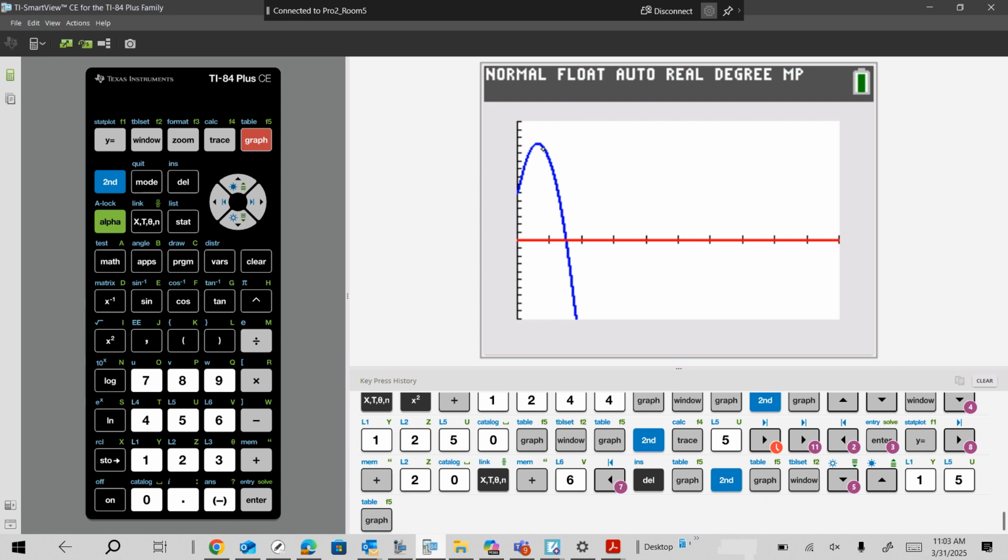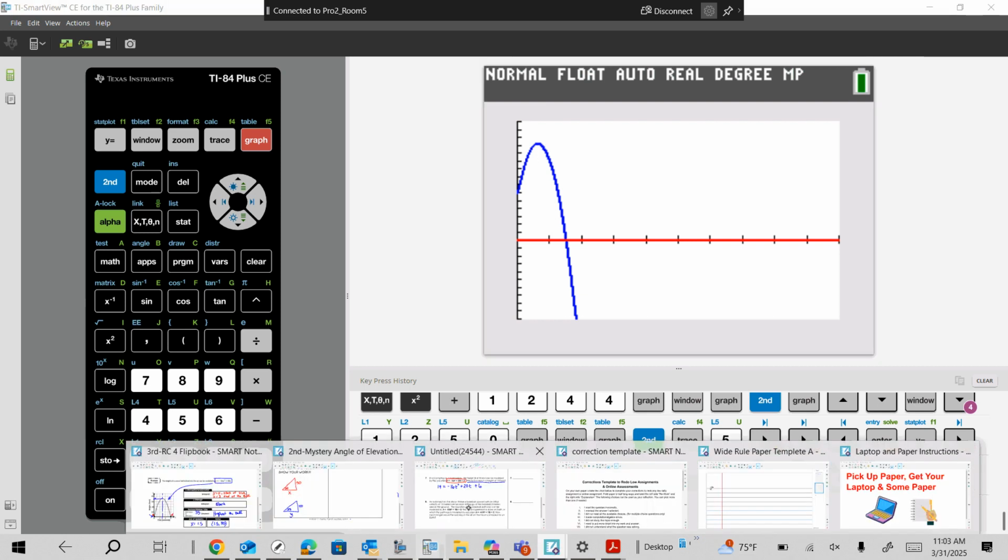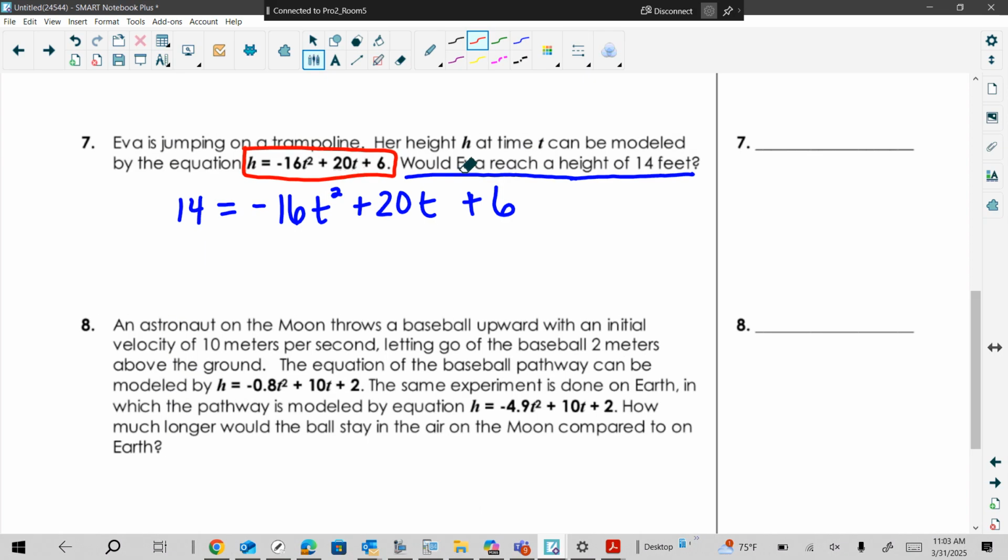So the question was, we just saw what the max was. It was 10. Would this person get a height of 14 ever? No. Would she ever reach a height of 14? This would be no, because the max is 10 feet.